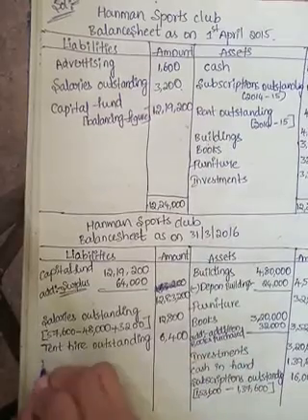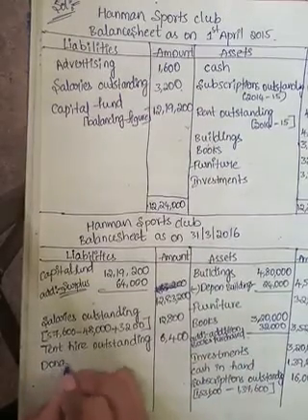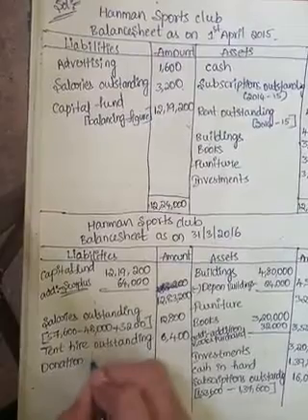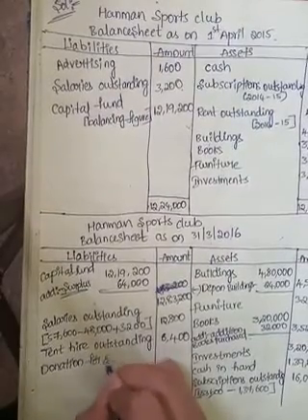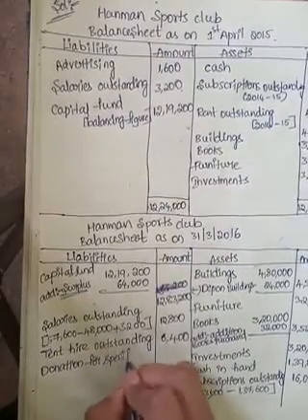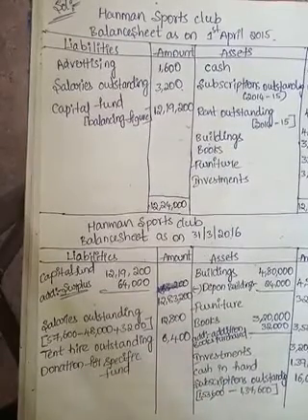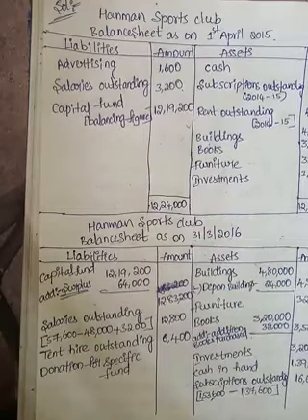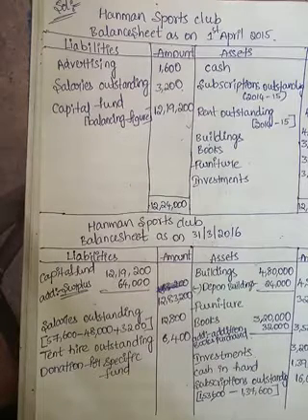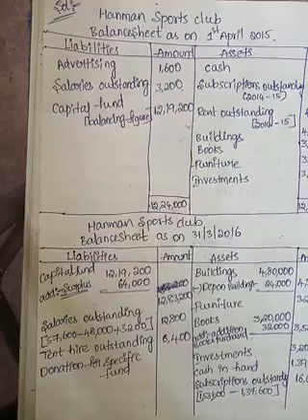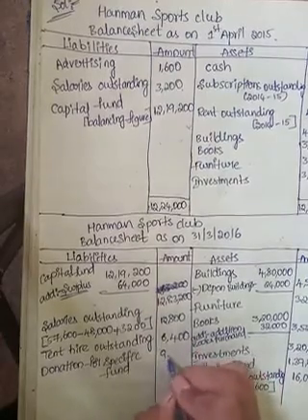Next is donation for specific fund. Donation for specific fund is 9,600.